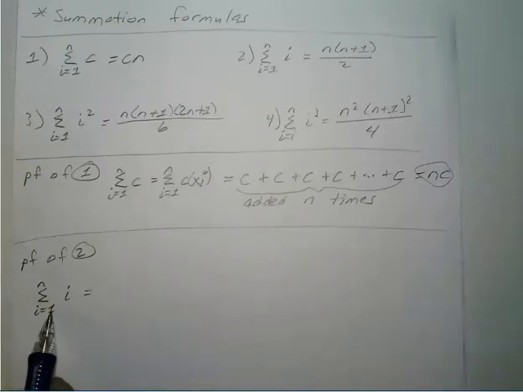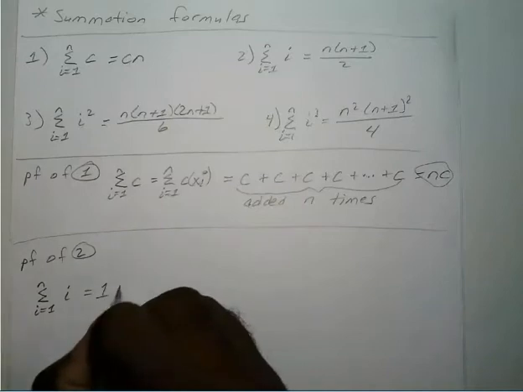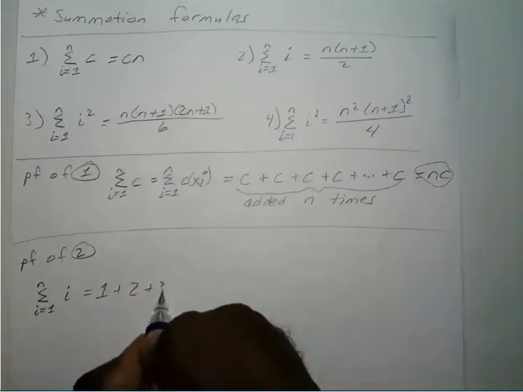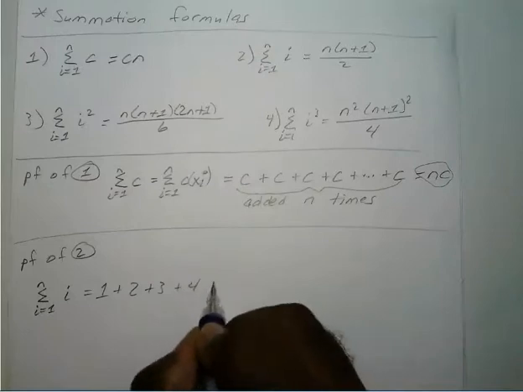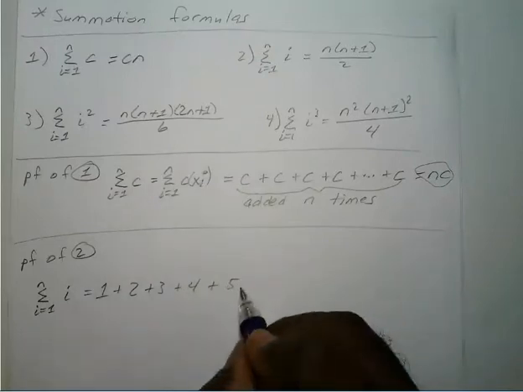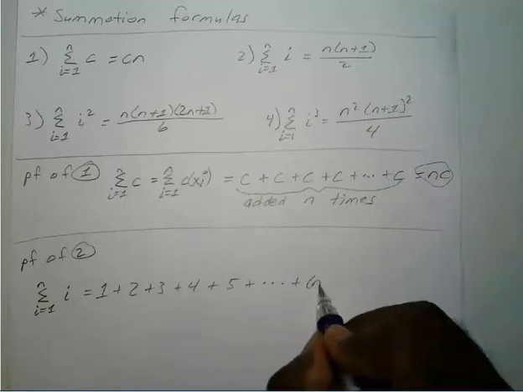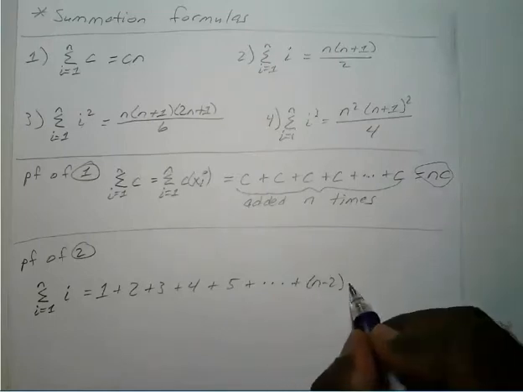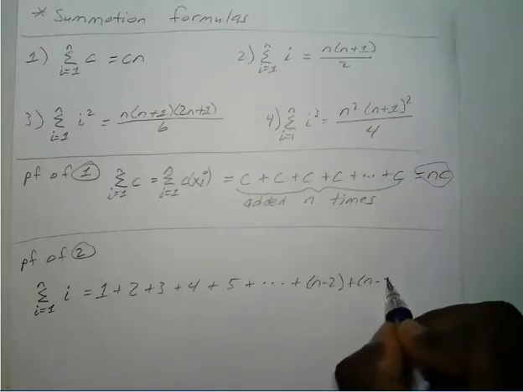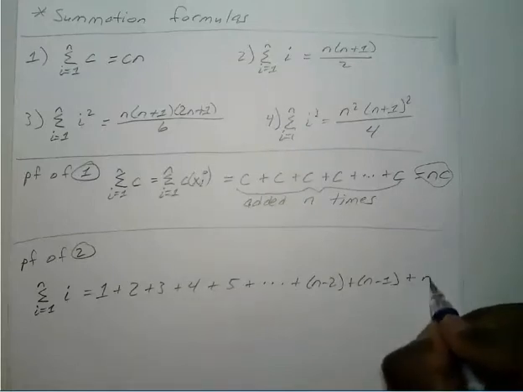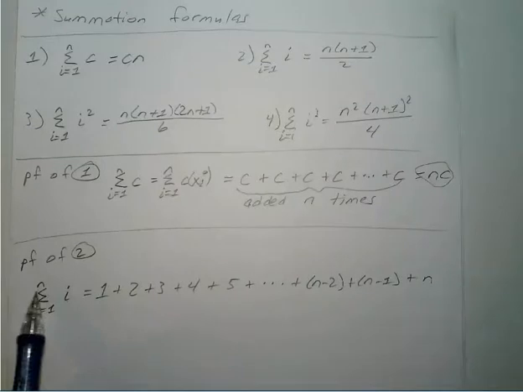What that's going to equal is, we're going to replace the i with 1, so that's 1 plus, we're going to replace the i with 2, then replace the i with 3, then 4, then 5. And we're going to keep on doing that all the way until we get to n minus 2, n minus 1, plus n. Okay, so we're just going to keep on adding that all the way until we get to some value n.